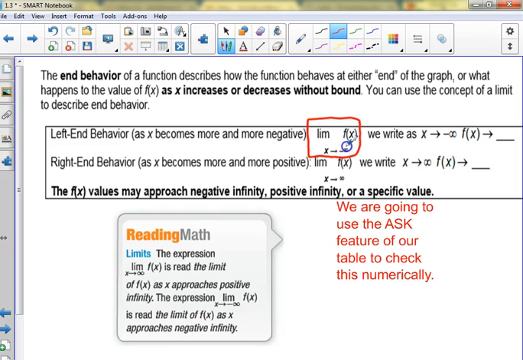This is the limit notation, but do you notice down here it says x approaches negative infinity. So that's talking about the left, right? And then we say y approaches whatever. It could be positive or negative infinity if it's going up or down. Then this is the same thing. This is saying as x approaches infinity, which is talking about the right side. All right. We're going to use the ask feature of our table to check this numerically. We'll get back to that in a second.